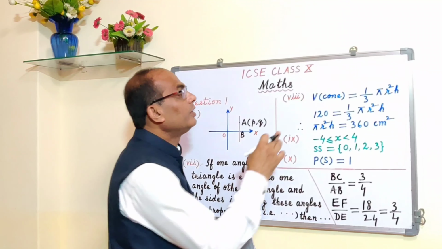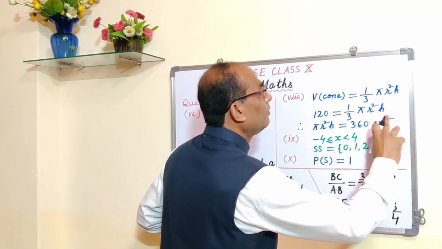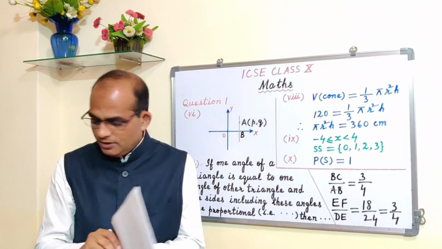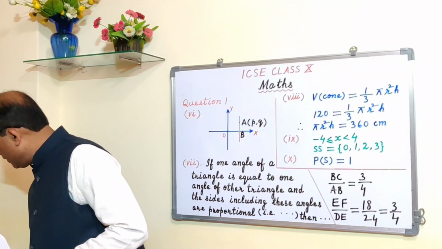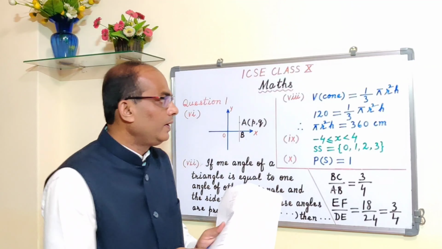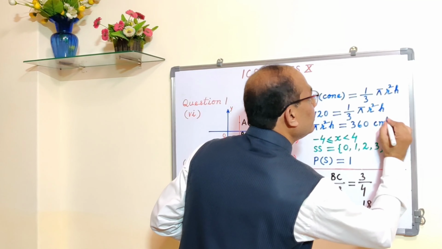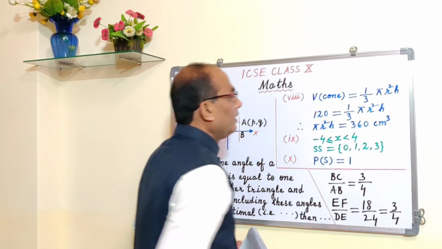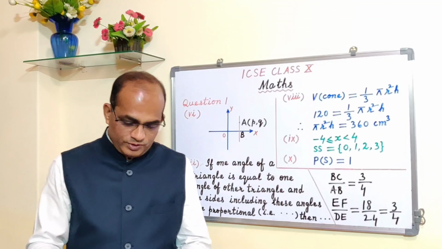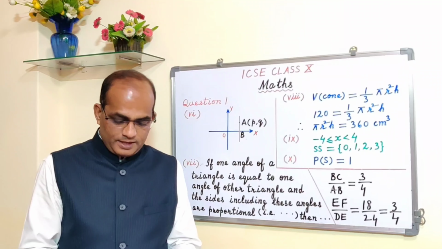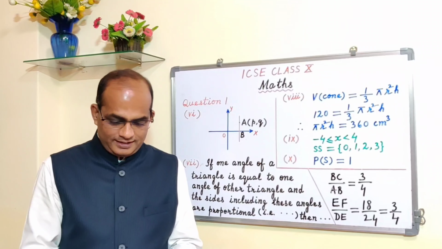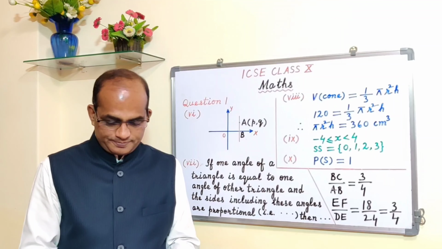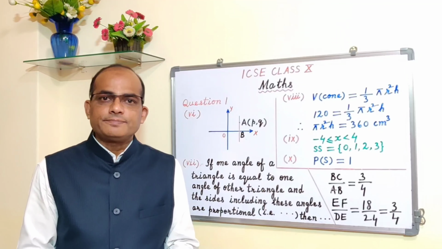cube. It should be cube, no? It's volume, so the unit should be cube. Fine, so which option is correct? Option C is correct, which is 360 centimeter cube. Alright?